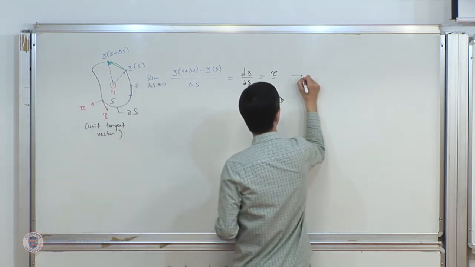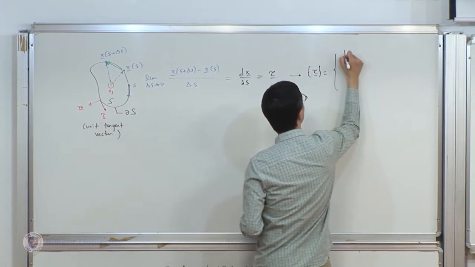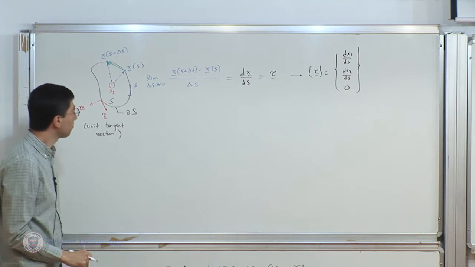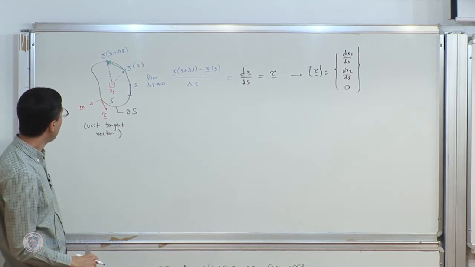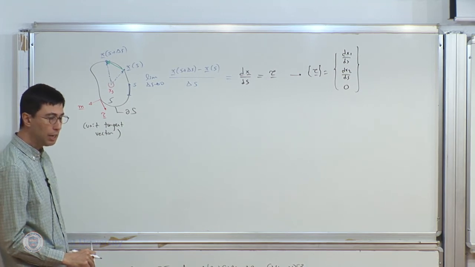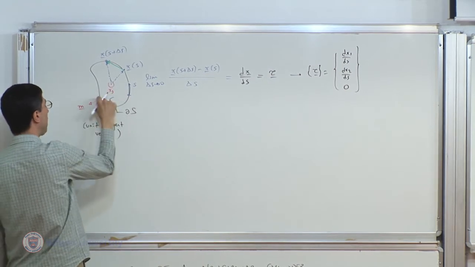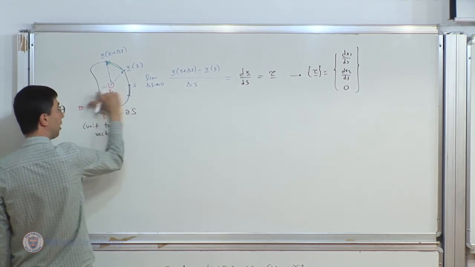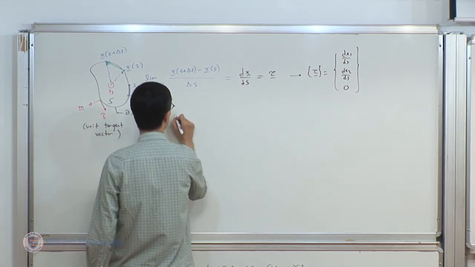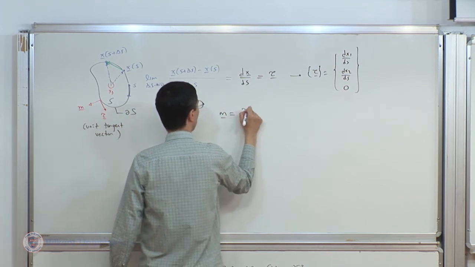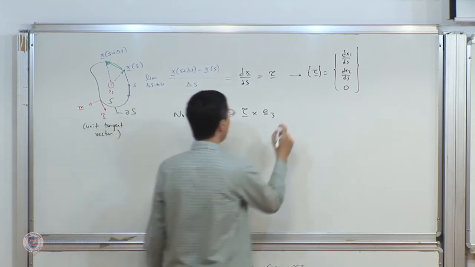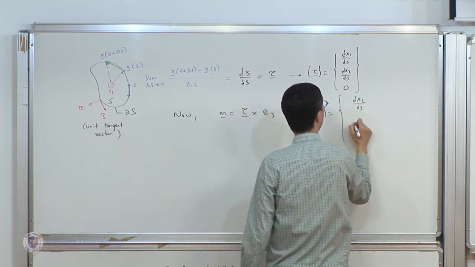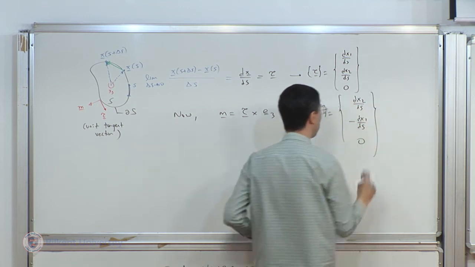And therefore, the components of tau are dx1/ds, dx2/ds, and 0. Now, once I know what the tangent vector is, I have a look at this picture over here. The outward direction is x3, and therefore the unit vector is e3. If I take the cross product of tau with e3, I will get this vector m that I'm looking for. So m is equal to tau cross e3. Okay? So if you carry out the cross product, then you will find that m has components dx2/ds, minus dx1/ds, and 0. Okay?